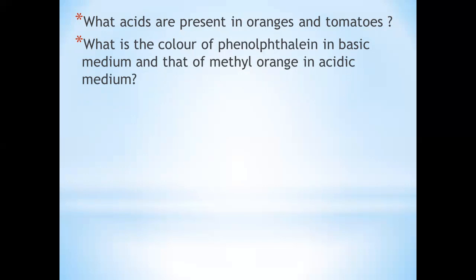What is the color of phenolphthalein in basic medium and that of methyl orange in acidic medium? Phenolphthalein in basic medium is pink. In acidic medium it is colorless. Methyl orange in acidic medium is red, and in basic medium it is yellow.